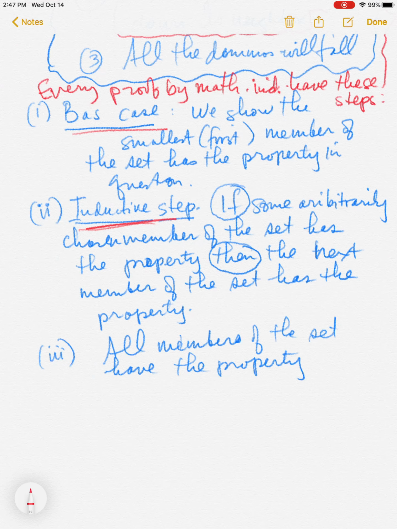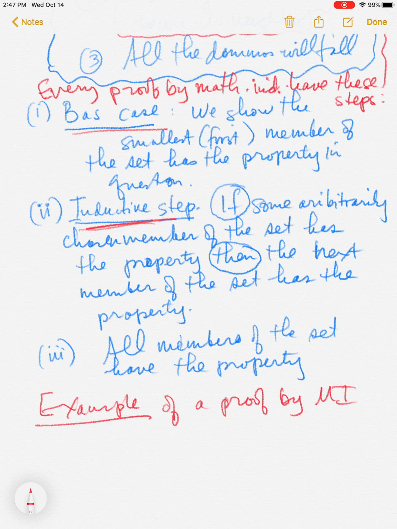Okay, so what I'm going to do is give you an example of a proof by mathematical induction. And this example is actually going to be an algebraic example. And really the only thing you need in order to follow along is sort of high school algebra, which you've done much more recently than I have.